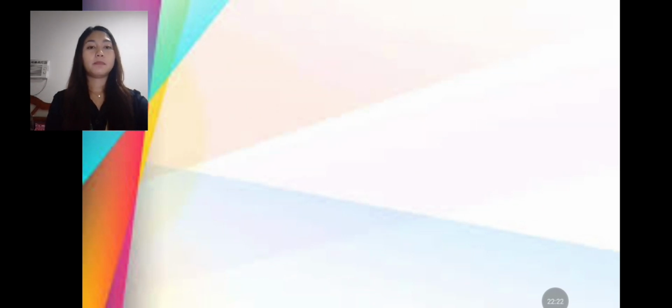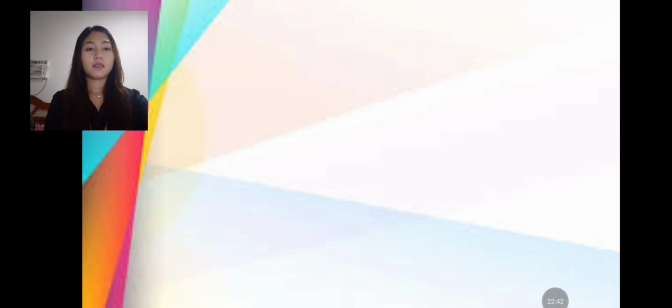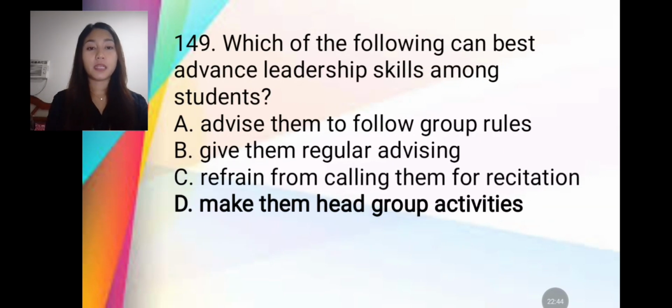Next item. Which of the following can best advance leadership skills among students? A. Advise them to follow group rules. B. Give them regular advising. C. Refrain from calling them for recitation. D. Make them head group activities. Answer is letter D. Make them head group activities.